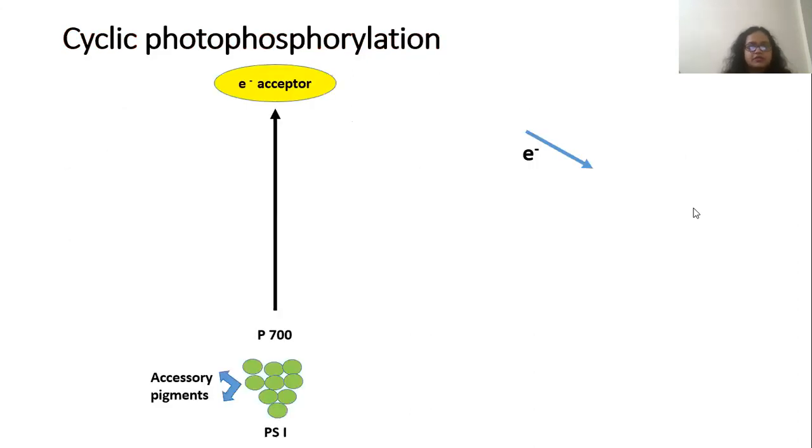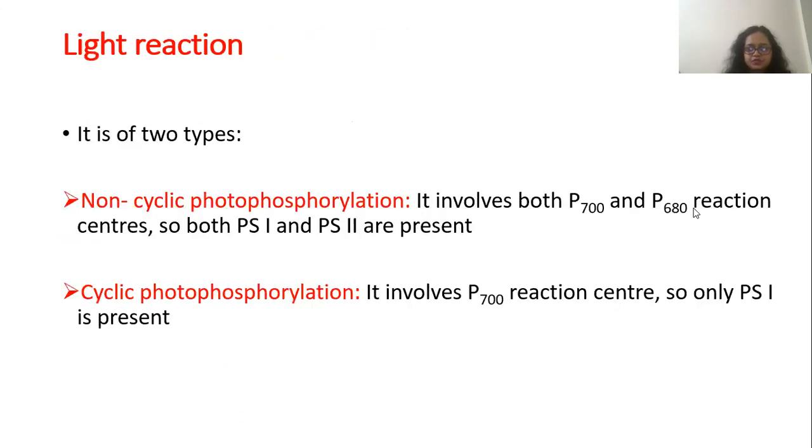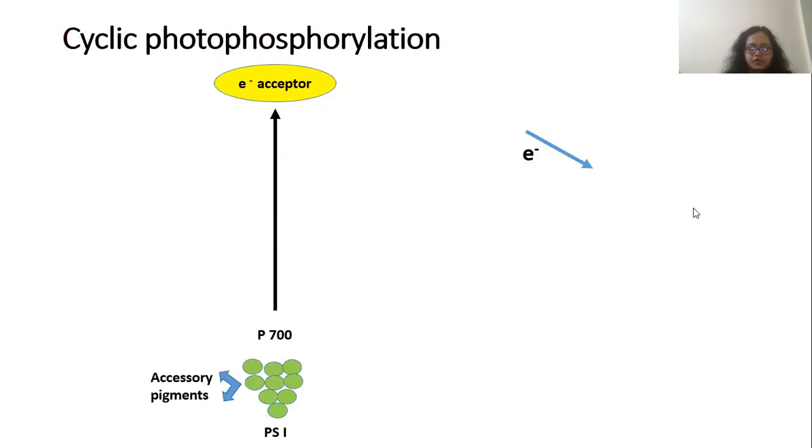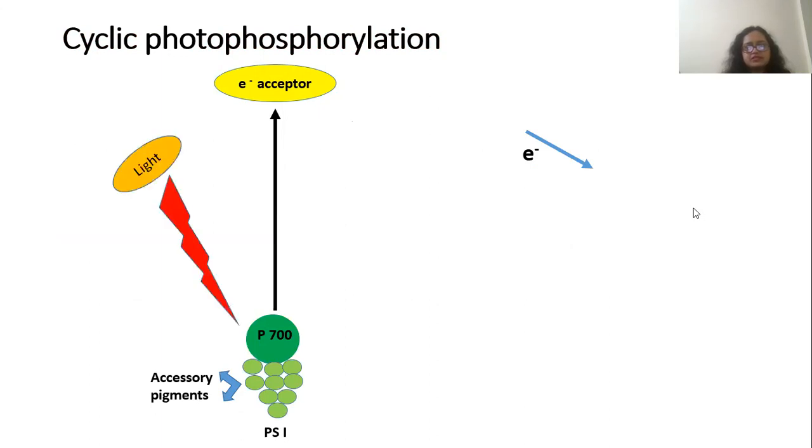Now we will study the diagram of cyclic photophosphorylation. How does it work? These green colored circular shapes are accessory pigment molecules. P700 is functioning here as a reaction center. It is excited by the incident light, and when it gets excited it releases electrons which are accepted by the electron acceptor. The electron acceptor again releases an electron which is captured by the ferredoxin. It is a component of an electron transport chain.